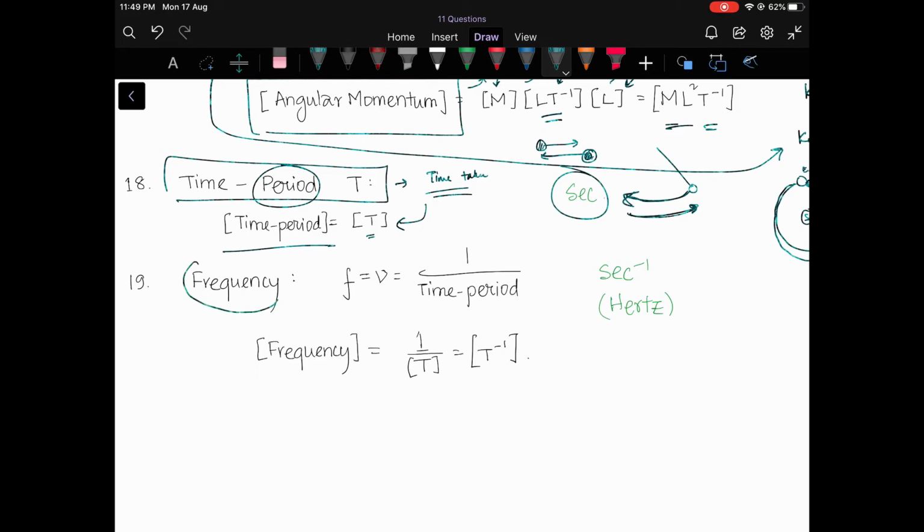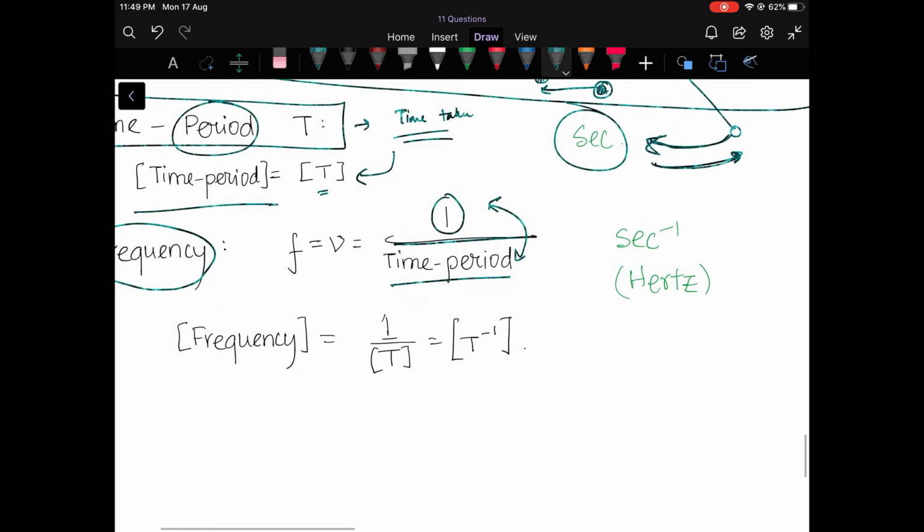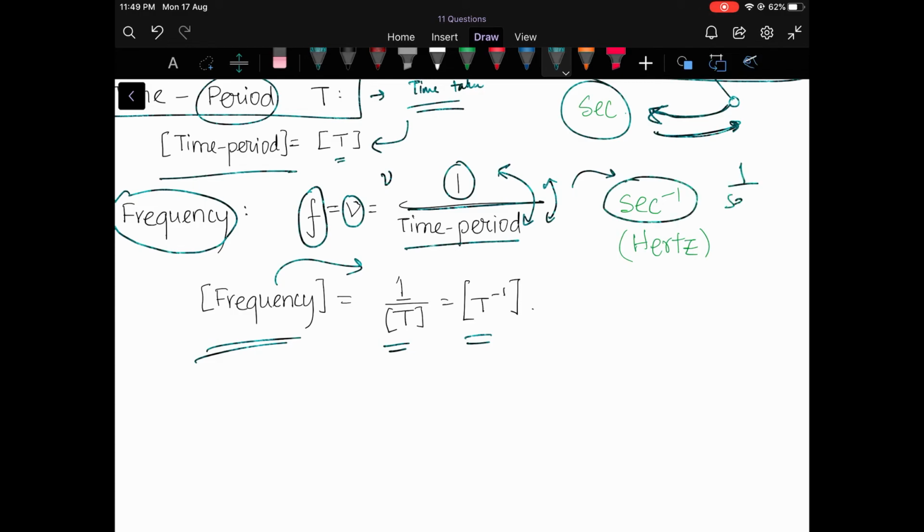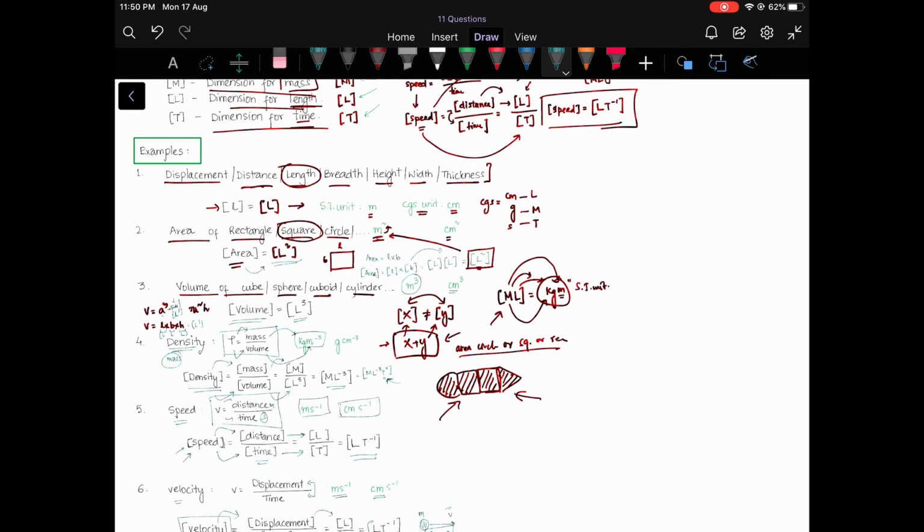Then we have something called frequency, which is defined as the reciprocal of your time period, that is 1 by time period, denoted sometimes by the symbol f or nu. So we have 1 by time dimensions for frequency, that is T inverse, and the unit will of course be 1 by the time unit, that is 1 by second, the second inverse, which is also called hertz. We write Hz. So this is just a brief introduction to what is known as dimensions.